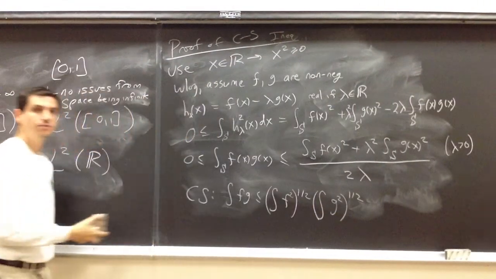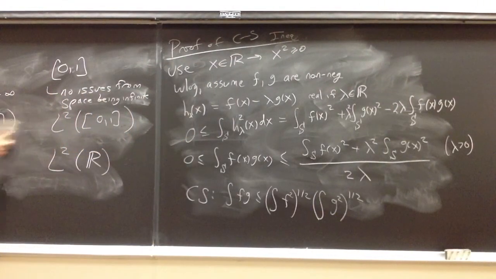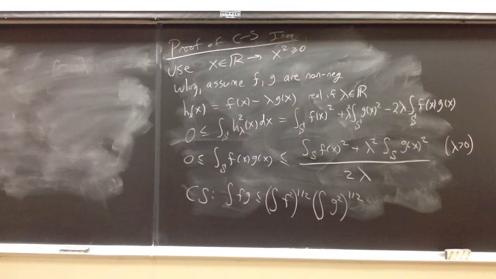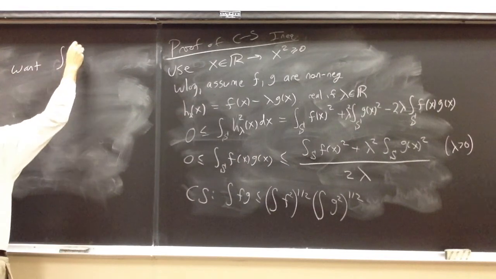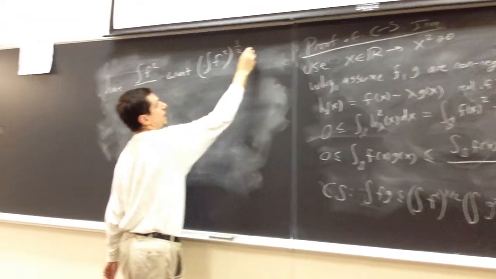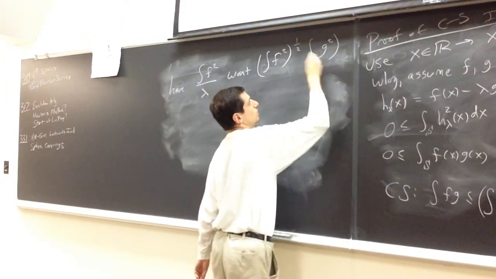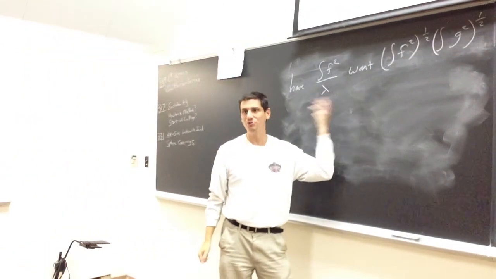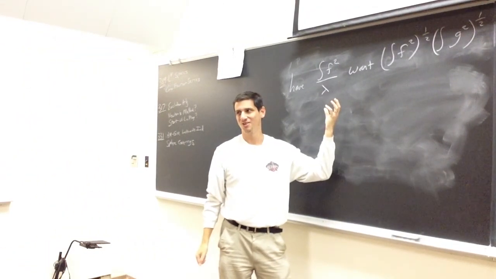So, again, I don't want to just warp through the proofs. I really want to go through the proofs slowly and try to give you a sense of how you should think about them. So we have the integral of f squared over lambda, and we want the integral of f squared to the 1/2 times the integral of g squared to the 1/2. This is high school algebra. What should lambda be?